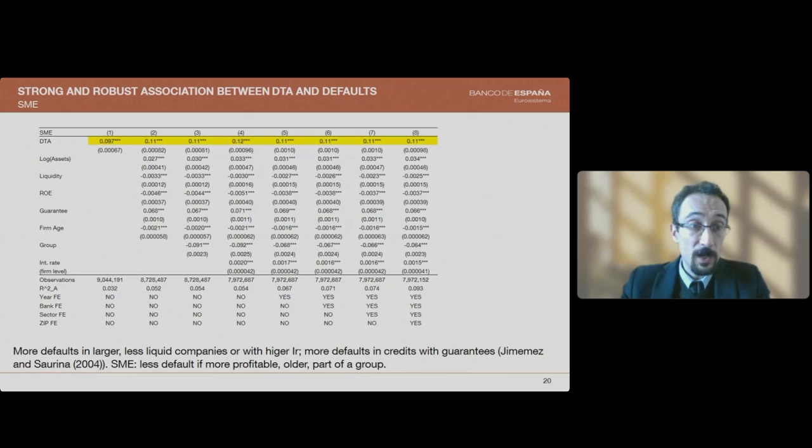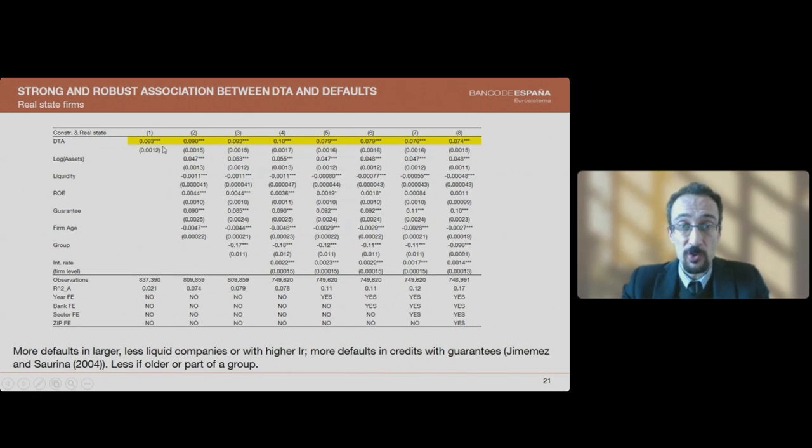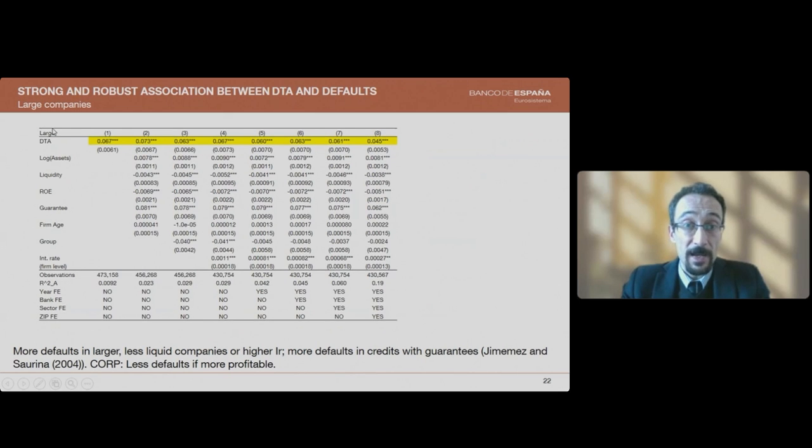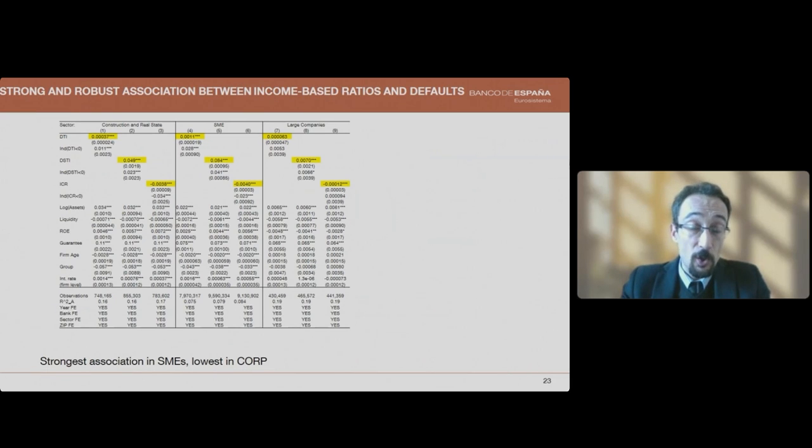This is for SMEs. If we look at the real estate sector, we find something pretty similar. Again, the association is clear and robust to the different controls, slightly smaller than before, but still quite substantial. And if we look at large companies, again, we find a very substantial and robust increase, which is always statistically significant. This is for debt to assets. If we look at other income-based standards, such as the debt to income, debt service to income, and interest coverage ratio, we see something similar. Here, for the most complete model with full controls and fixed effects, we always find a very substantial and robust coefficient, except in the case of debt to income for large companies, where the association is not significant. But for other sectors and standards, the association is there, large, and with the expected sign.